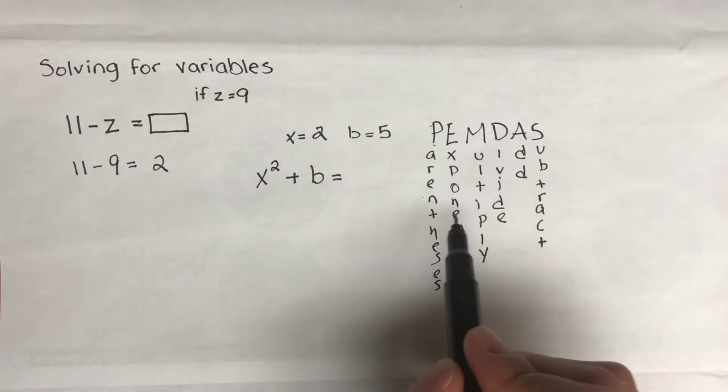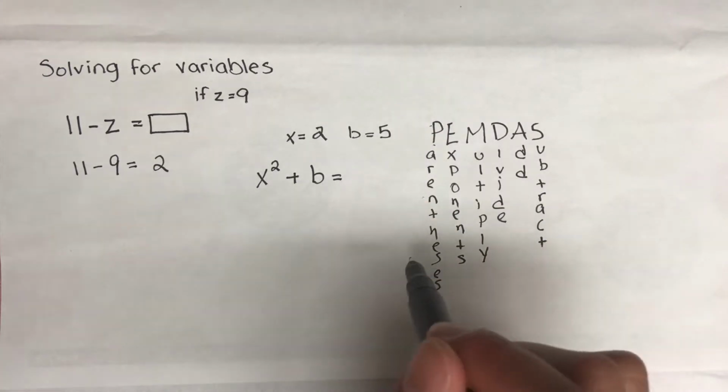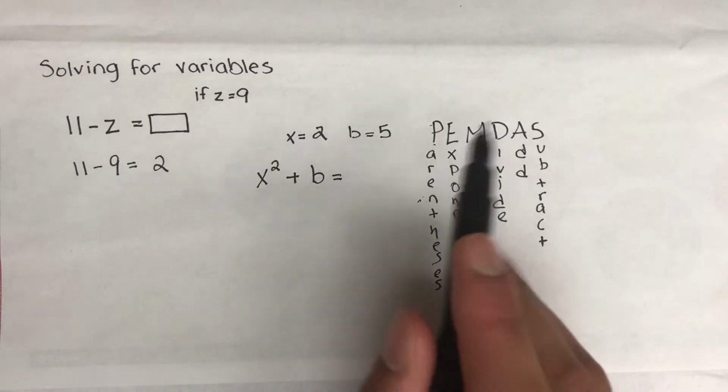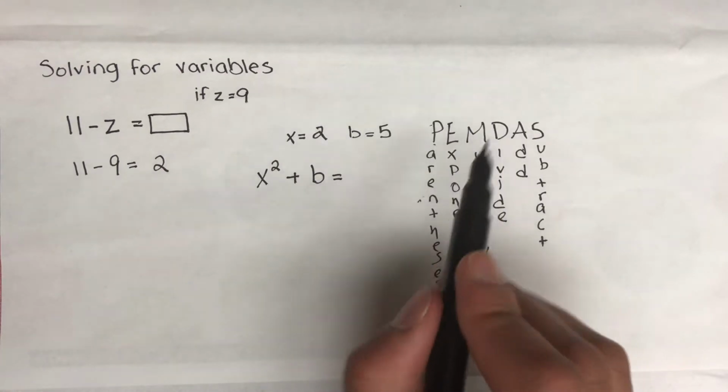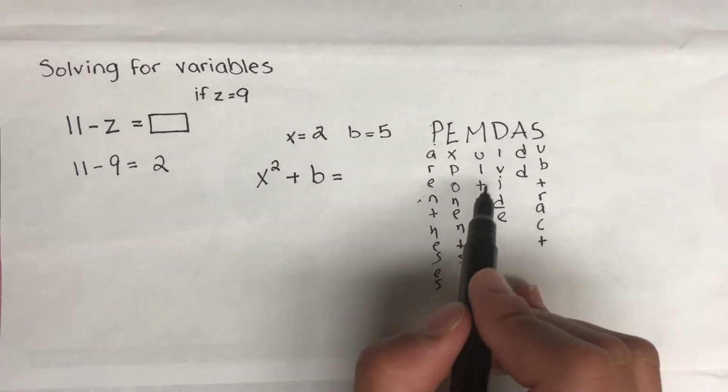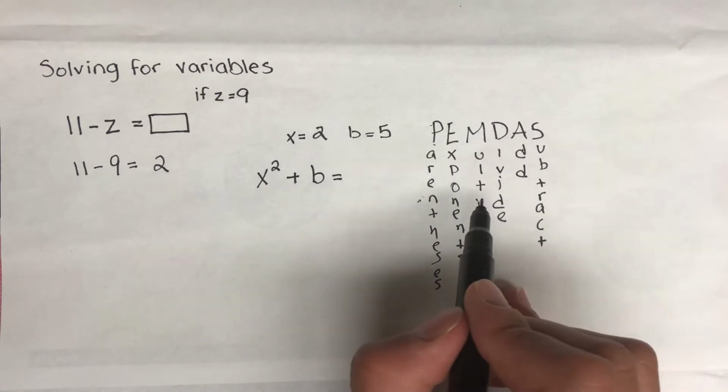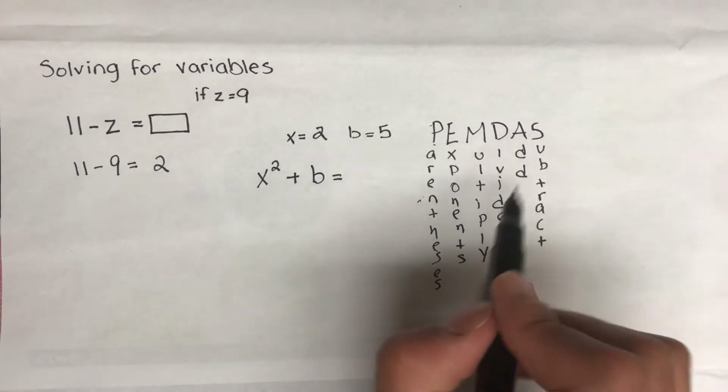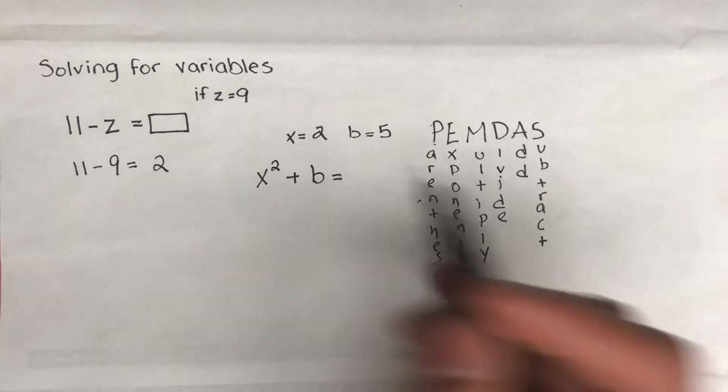So these are what you have to remember, that in any equation you're given, if there's parentheses, you solve the parentheses first. Then move on to exponents. Then if you have any multiplication, that's what you solve for first. Then divide, add, and subtract, and so forth.